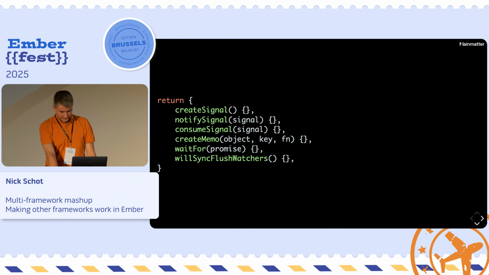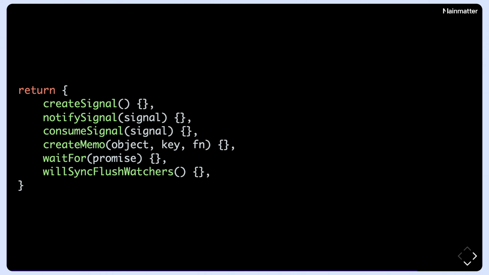So now to the actual configuration. The interface WarpDrive provides us looks like this. There's createSignal, notifySignal, consumeSignal, etc. How each of these can be forwarded to the framework-specific configurations differs a bit. So we'll look at a couple of examples. I will not go through the full thing.